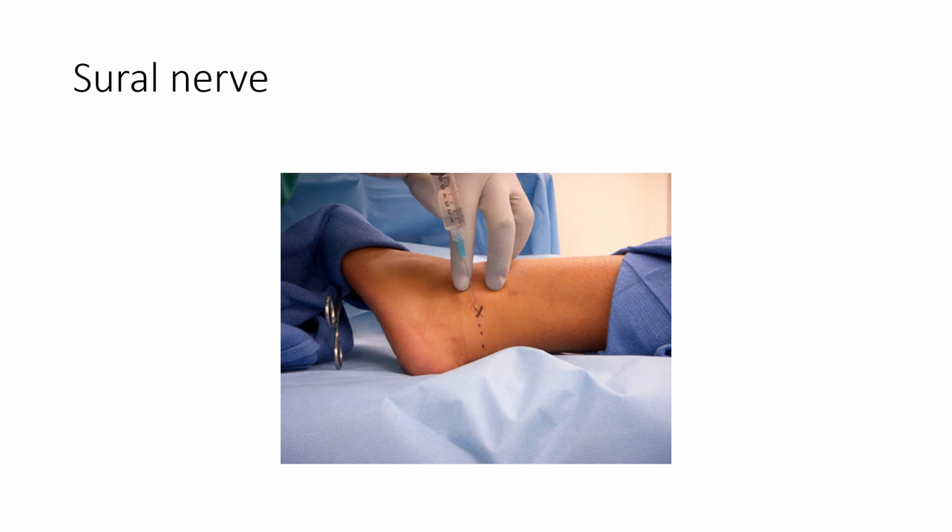So first we will inject 5 to 6 ml of anesthetic solution superficially in the superior portion of the lateral malleolus. Then we'll create a subcutaneous wheal, and then we'll inject deeply in this area from the posterior part of the lateral malleolus to the anterior aspect. Okay, and this is about the sural nerve.